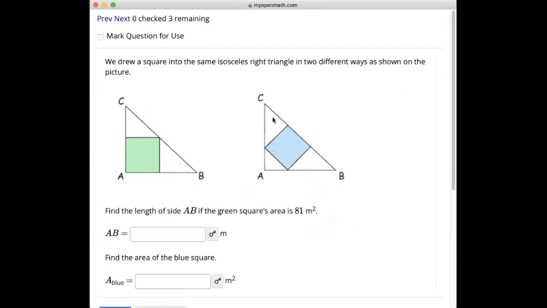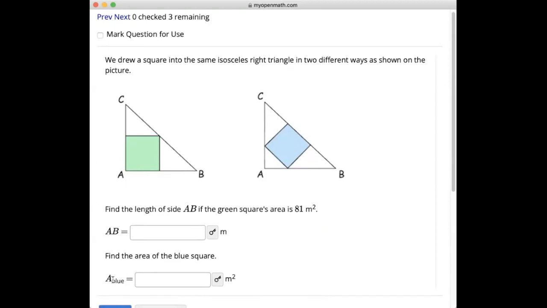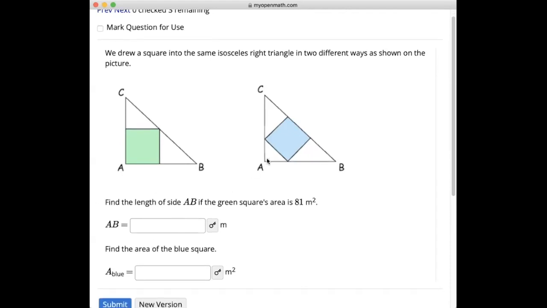And here in the other triangle, just one side is aligned with the hypotenuse. And I guess these two squares are different, and probably that's what the problem is about. What's given is that the green square's area is 81 square meters. Find the length of side AB, and then find the area of the blue square.